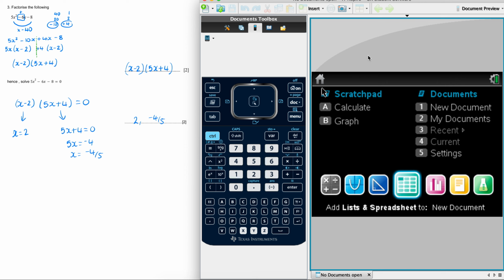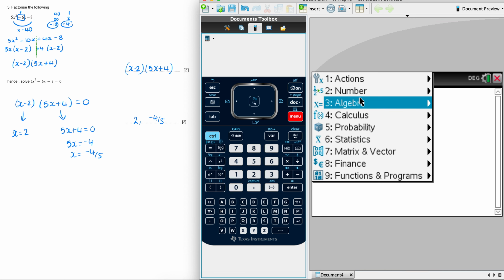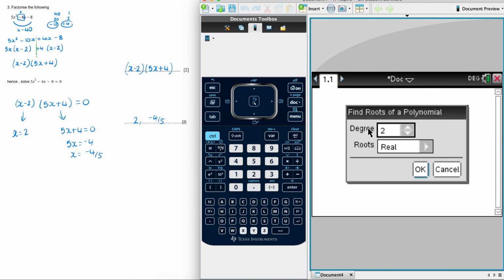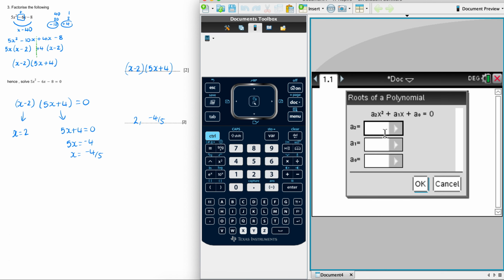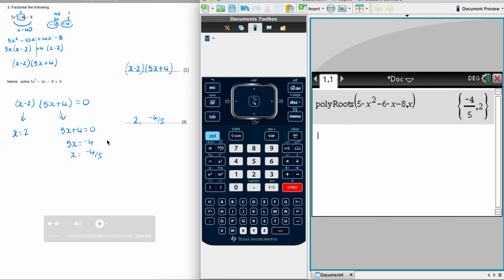Now, if you're not comfortable with the first part of this question, part A, you can also use your GDC to help you. So on the GDC, we can solve the quadratic. So if you're asked to factorise, you could actually solve it. So menu, algebra, polynomial, and the quadratic is 5x squared minus 6x minus 8. And the solutions are minus 4/5 and 2. So you could check your previous answers, minus 4/5 and 2. But you can also use that to help you to answer the first question.